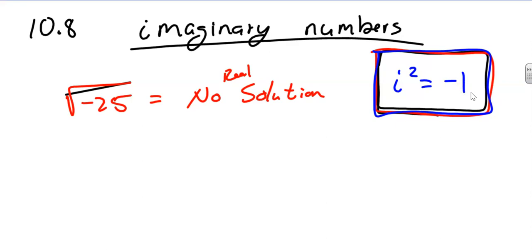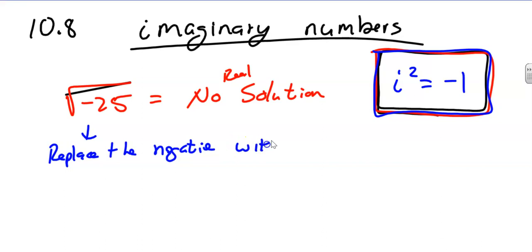What term? So it's i squared equals negative 1. That's the whole thing that happens here. Here's what imaginary numbers is. Here's the whole thing that it spins off of. You're going to replace the negative with i squared. So here's basically what it comes down to for this part. And here's kind of where we're going with this thing.